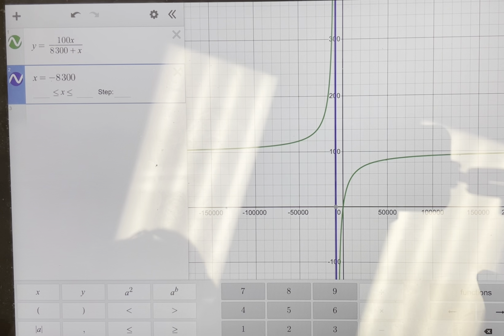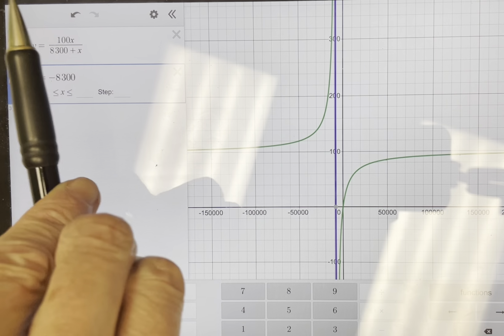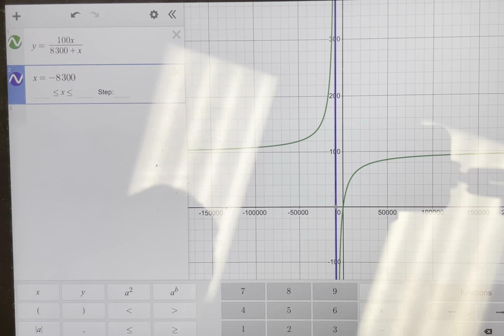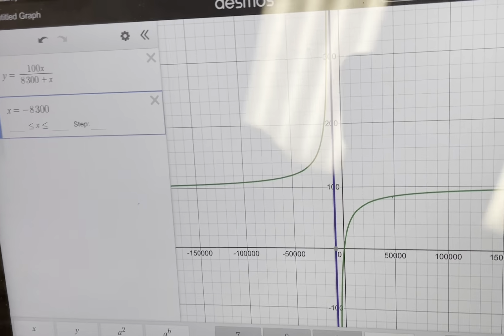But again, it's an application problem. This half of the graph has no meaning because we're spending negative dollars and there's no such thing as spending negative dollars. Okay, let's go to the last one.